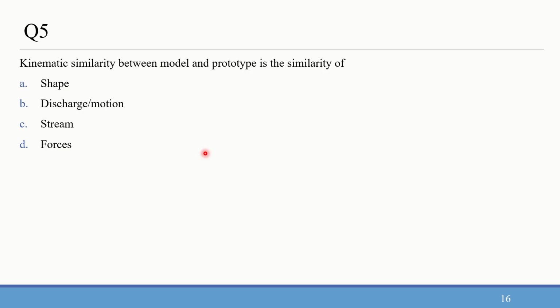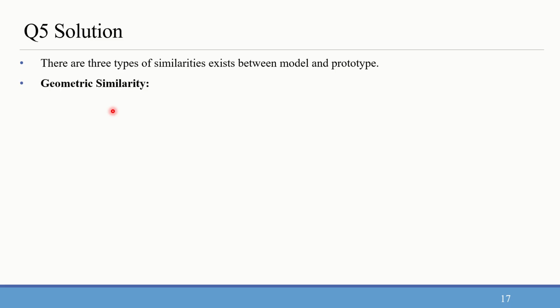And kinematic similarity is next to geometric similarity, which is governing the velocity or the movement of the particle. So in this context, the right answer is option B, that is discharge or motion. So kinematic similarity between model and prototype is the similarity of discharge or motion. And there are three types of similarities that exist between the model and prototype.